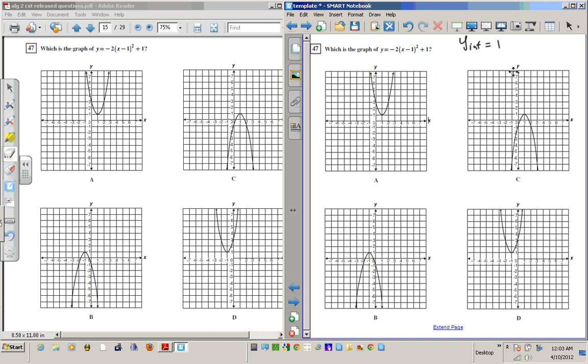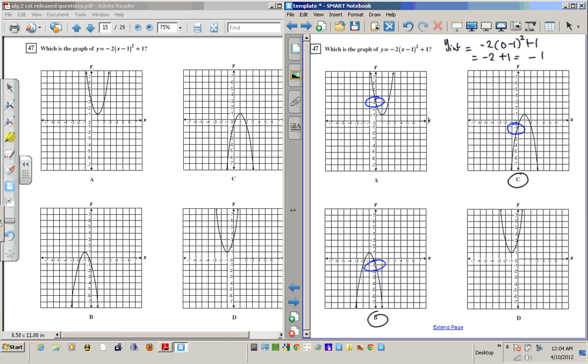the y-intercept is not 1. Sorry about that. If you want to get the y-intercept, what you do is you plug in 0 for the x. So to get the y-intercept, you're going to do negative 2 times 0 minus 1 squared, plus 1. So you're going to have negative 2 plus 1, and then your y-intercept is going to be negative 1. Okay? So that tells me that my answer is either C or B. How on earth do I know that? Because if you look at the graph, it cuts here. That's the y-intercept for C, which is negative 1, and that's the y-intercept for B, which is negative 1.